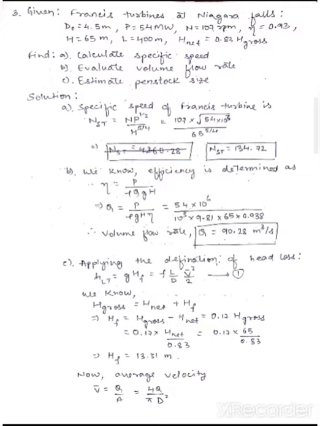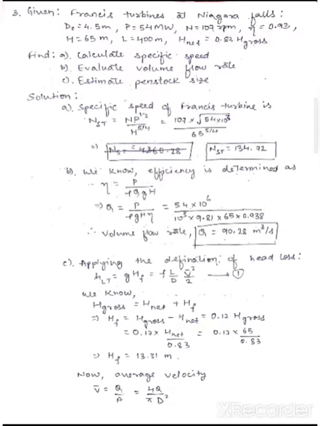Specific speed of Francis turbine is denoted by NST, and that is equal to N root P divided by H to the power 5 by 4. As we know all these values, we will be easily able to find specific speed NST to be equal to 134.72.